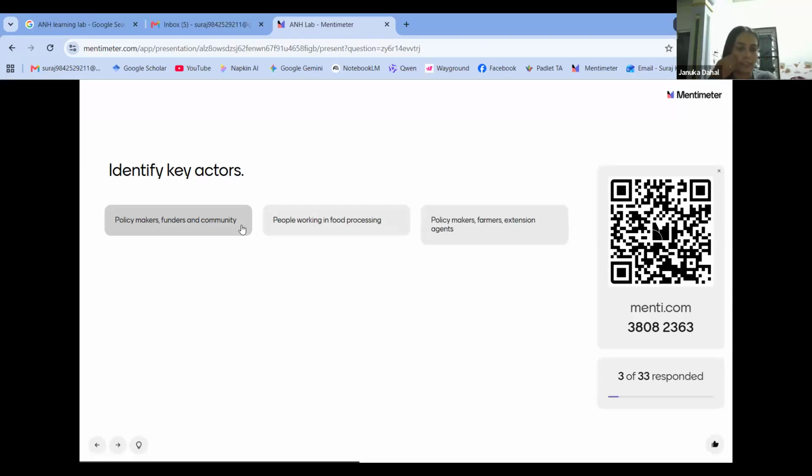Great, we are getting responses here. The key actors are policymakers, funders, and community. Second one is people working in food processing, policymakers, farmers, and extension agents. Researchers, government, industry, and farmers. We expect more responses like this. So the researchers, policymakers, extension officers, farming communities, interesting.